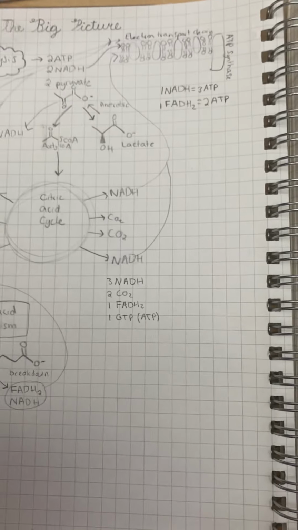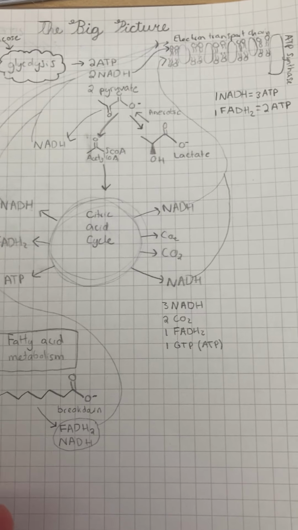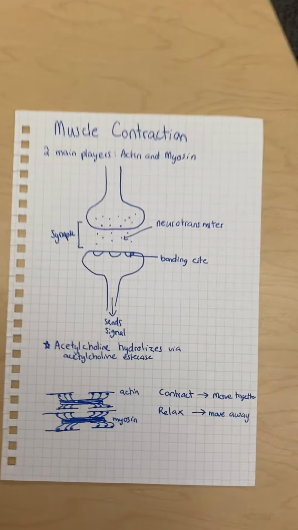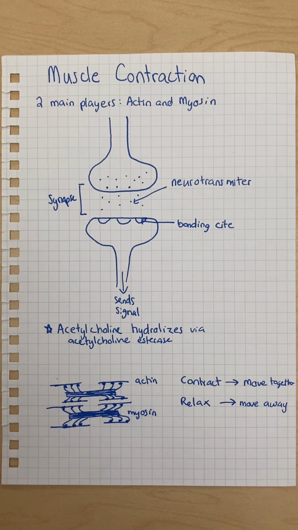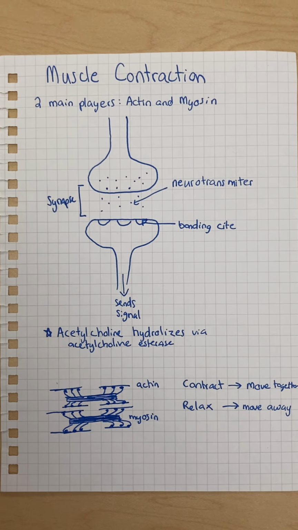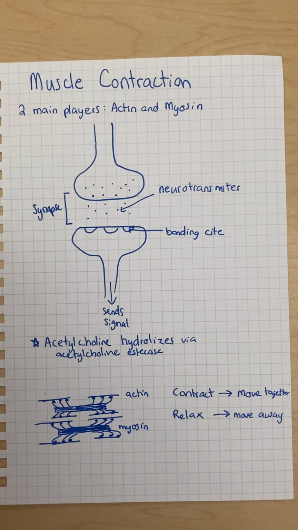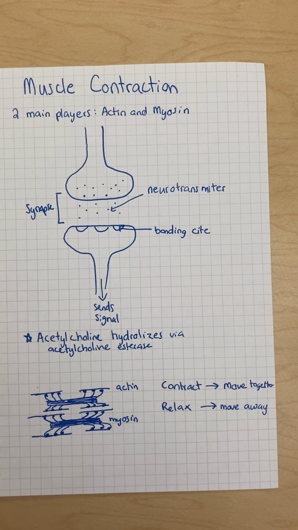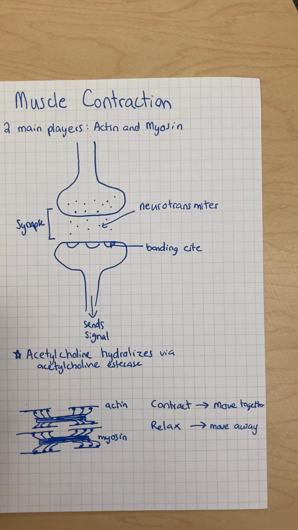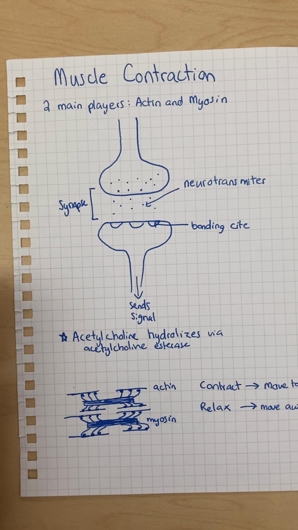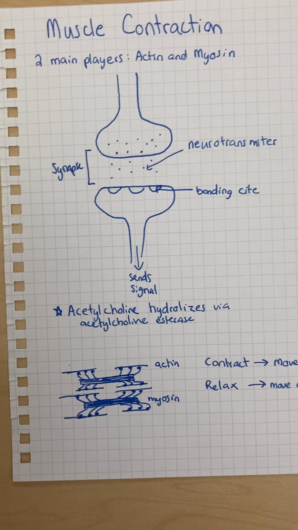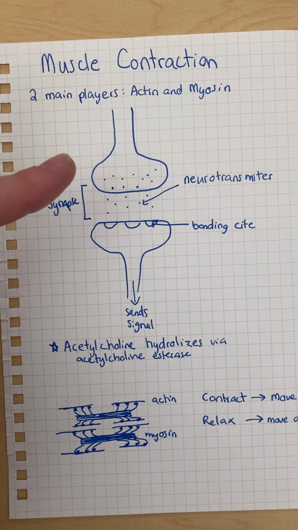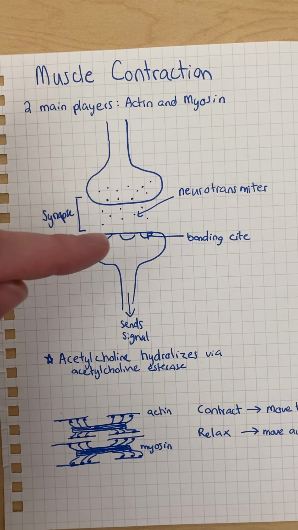Okay, so moving on from the bigger picture, we're going to talk about muscle contraction. So I drew this little thing for you guys. So the two main players in muscle contraction that he talked about are actin and myosin. Myosin is the thick filament, actin is the thin filament. And they work together to shorten your muscle to contract it. So how this happens on the smaller, I guess, more molecular level is that neurotransmitters are released into the synapse.